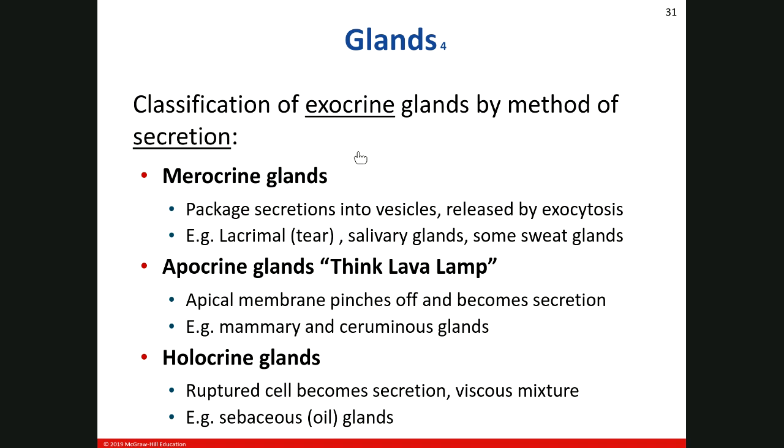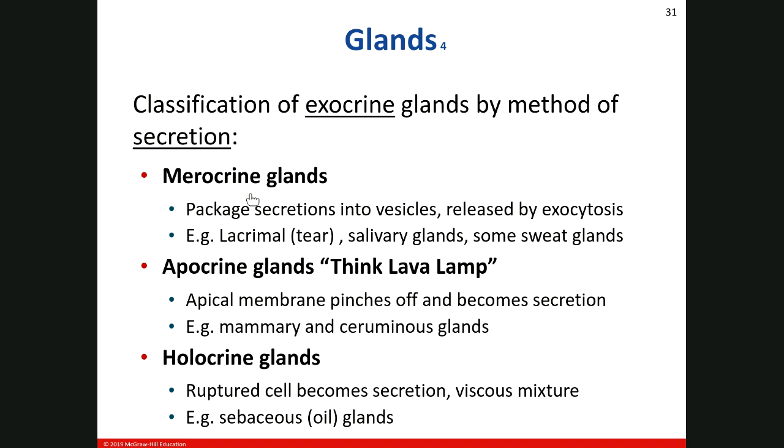We talked about some of this when we were doing the skin, but it's very important that you know the 3 classifications here for exocrine glands. Exocrine glands means they have ducts. So the first one is the merocrine gland. We saw these in the skin. Well, actually, we saw all 3 types.